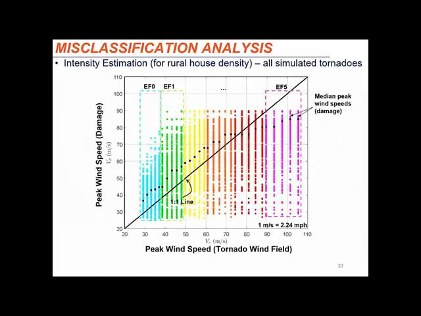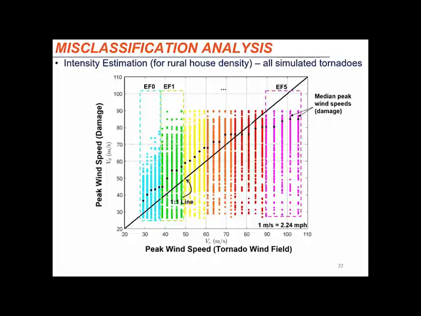We're not going to go into too much detail here because really we wanted to show how we're using the DAT. So for example, the intensity estimation, this is for a rural density. That's really the focus of this classification, areas without a lot of structures. And this is for all simulated tornadoes. On the bottom is the peak wind speed from the tornado wind field simulation. What we did was run a bunch of different cases at peak wind speeds associated with values at EF0, EF1, 2, 3, 4, all the way to EF5. And then we estimated the peak wind speed from damage using the DAT relationship.